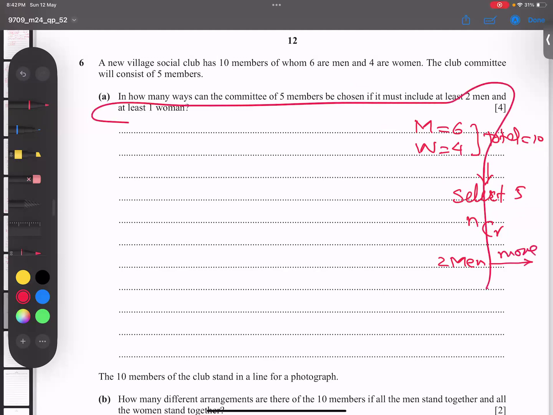And he said at least 1 woman. So 1 woman at least. It means 1 and more, 1, 2, 3 onwards. This is a condition given. So let's try to do it.